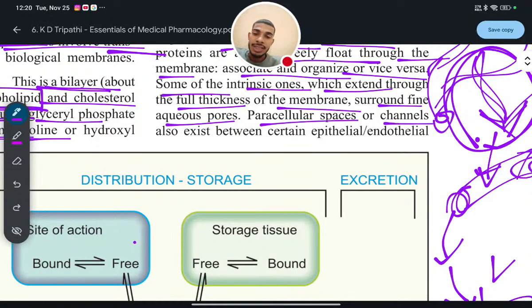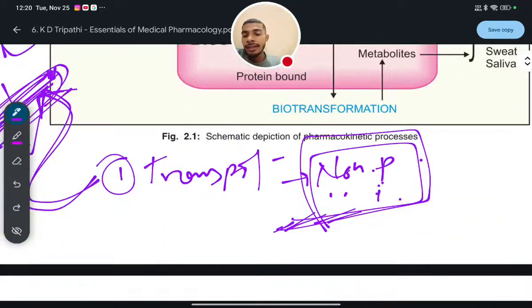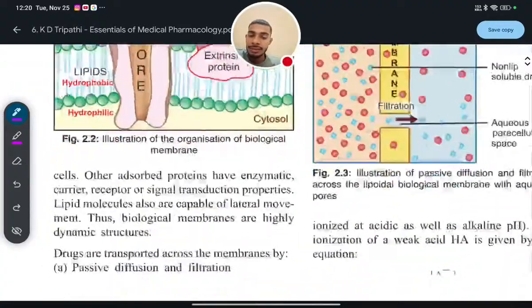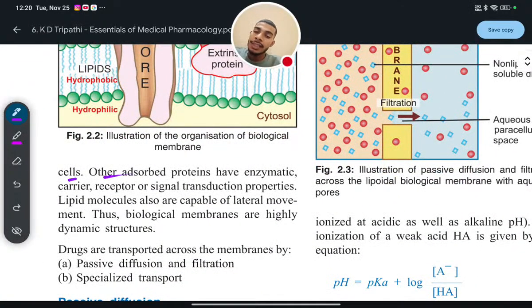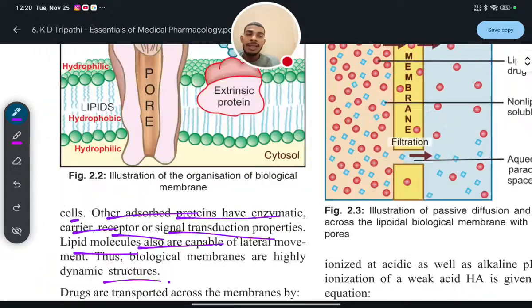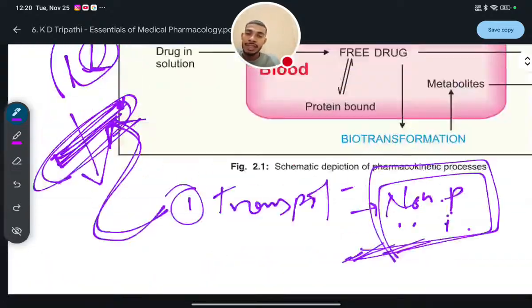Paracellular spaces or channels also exist between certain epithelial or endothelial cells. Other absorbed proteins have enzymatic, carrier, receptor, or signal transduction properties. Lipid molecules also are capable of lateral movement. Thus, biological membranes are highly dynamic in structure. Now we'll see it in a diagram and we'll understand it very well.